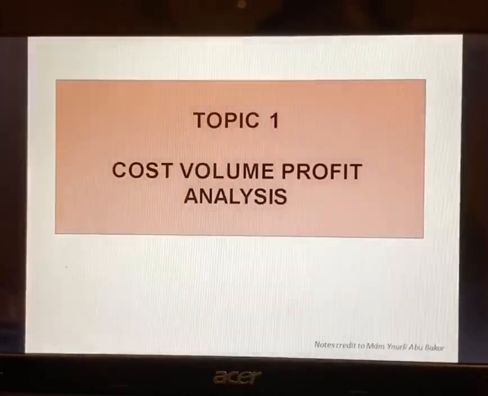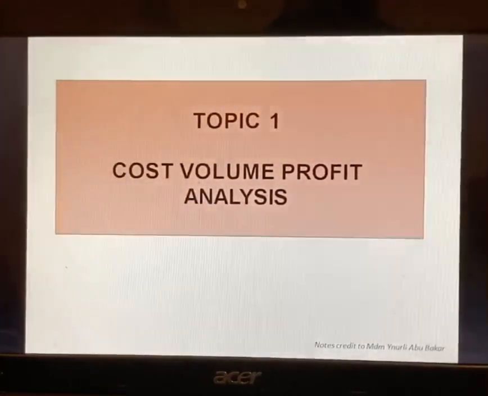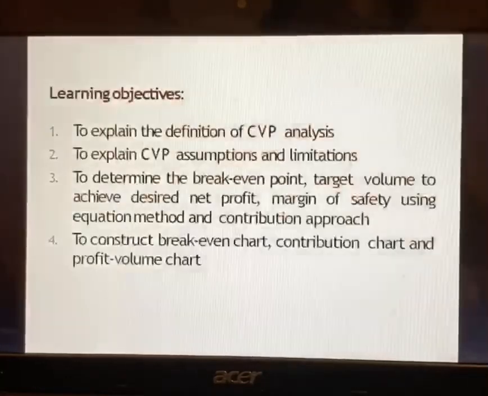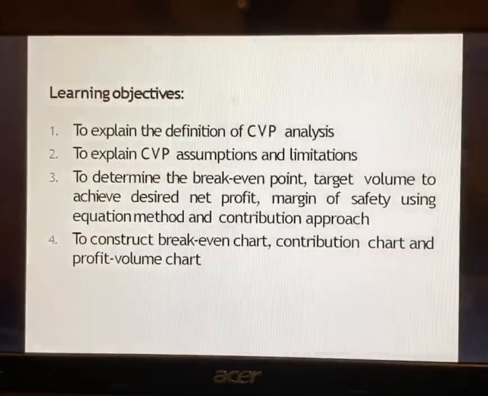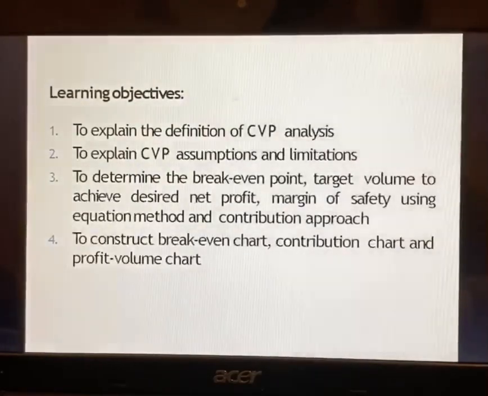Today, I want to present on the cost volume profit analysis. The learning objective for the cost volume profit analysis, or the CVP analysis. So there are 4 learning objectives.